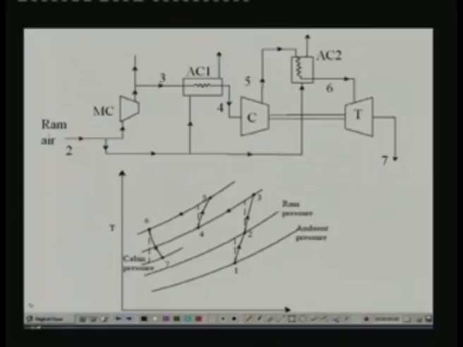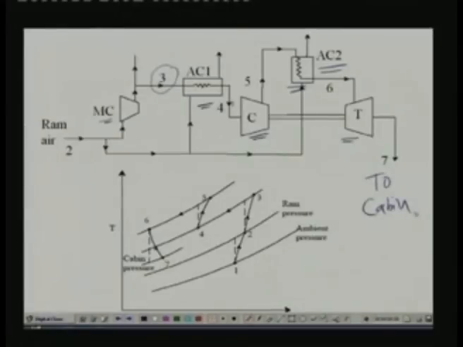In the bootstrap system, we have two heat exchangers and an auxiliary compressor. So, the ram air gets compressed in the main compressor MC, and at this point it enters into the air cooler. So, from point 3 to 4 the temperature reduces, and at point 4 it is compressed again in an auxiliary compressor from point 4 to 5, okay. And at point 5 it gets cooled again as it flows through the air cooler 2, okay. During this process the temperature drops again from 5 to 6, and at this point it enters into the turbine and undergoes expansion, and then it goes to the cabin.